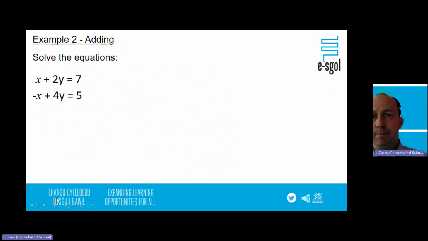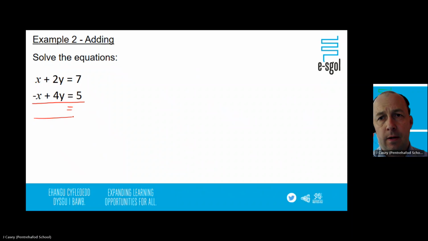Okay, another example of adding. So this time I'm looking at the coefficients of y. That's a 2, that's a 4, that's no good. But the x terms have both got a coefficient of 1. So remember, we don't write 1x, we just put x. So that's 1x, that's a minus x. The signs are different, so it's going to be an add again.